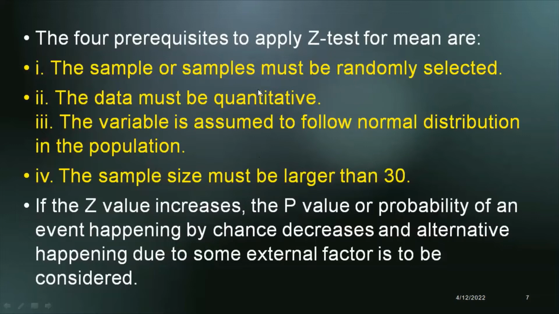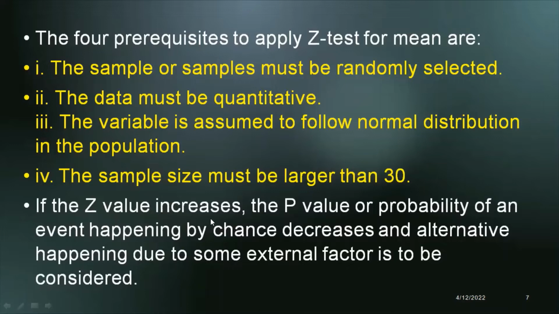So the four prerequisites which are required to apply Z test are: the sample or samples must be randomly selected. It should be quantitative data, so always we need a mean and we need standard deviation. That is the feature of quantitative data. The variable is assumed to follow normal distribution, so whatever data we observe should have normal distribution in the population. And the sample size should be more than 30. So this Z test is applied if the sample size is more than 30, and T test is applied if the sample size is less than 30.